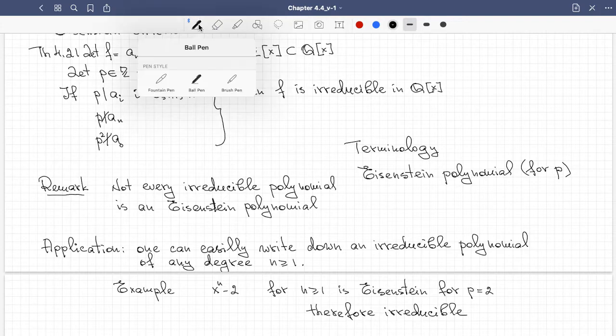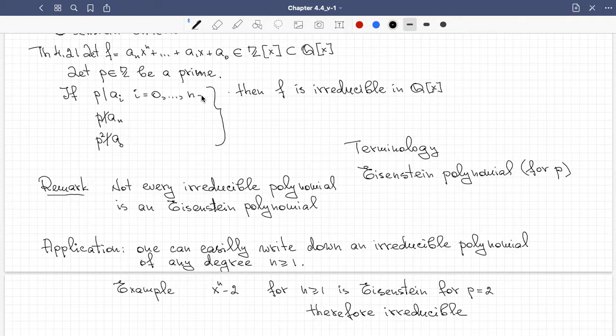n minus 1, it was correct. It was correct, sorry. Yes, all correct. So, leading coefficient is 1, not divisible by 2. Constant term is divisible by 2. A naught is divisible by 2, but is not divisible by 2 squared. 2 is not divisible by 4.